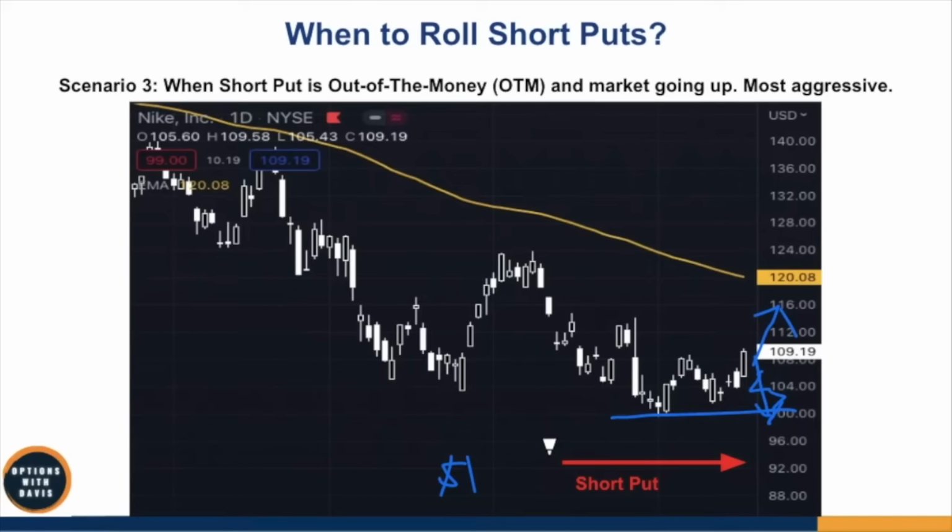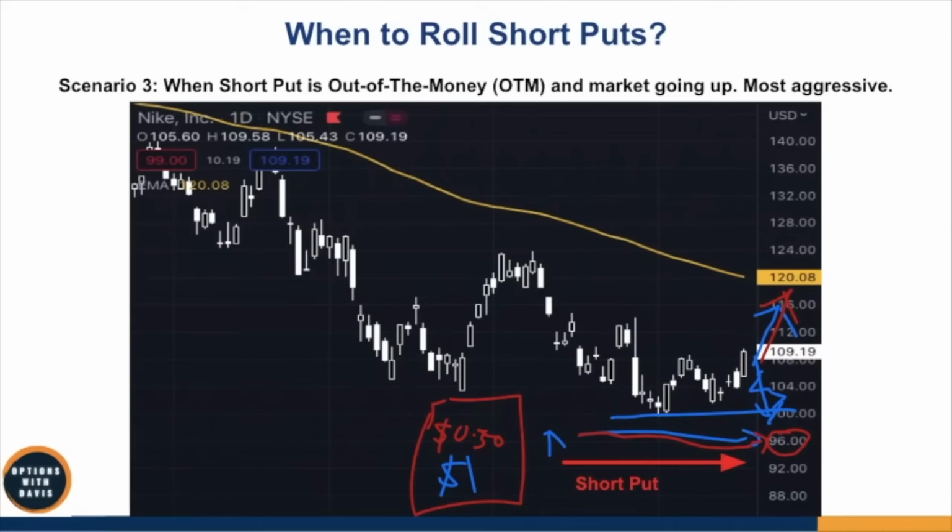So what you could do is roll it up. Maybe you can roll up to below the next support area, maybe at $96. Let me just change the color. And for this, maybe you can collect an additional 50 cents or maybe even $1 on it. This way you get both credits, a total of $1.50. So if the market really does shoot up in the end and expires above this strike price, you get this full credit. So this is the most aggressive way that you can roll.